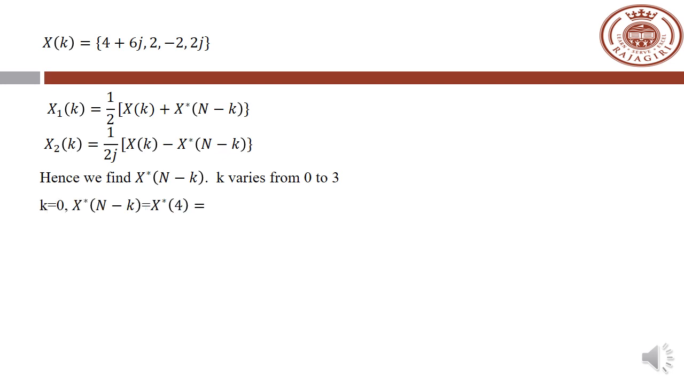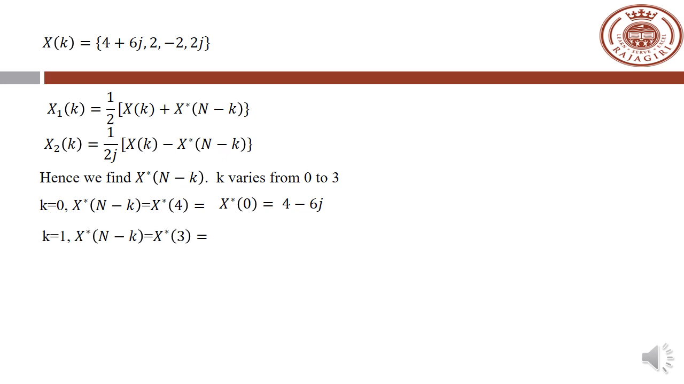When k is equal to 0, x conjugate of n minus k becomes x conjugate of 4, which can be written as x conjugate of 0, because x of k is a 4-point DFT and hence it is periodic with respect to 4. The DFT sample x of 0 is given by 4 plus 6j. So x conjugate of 0 becomes 4 minus 6j.